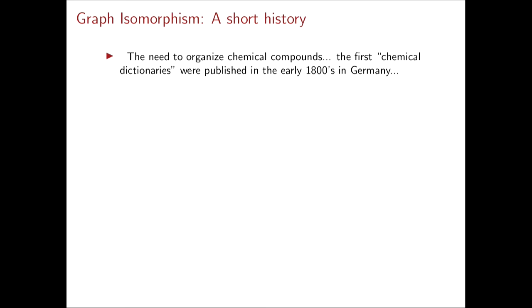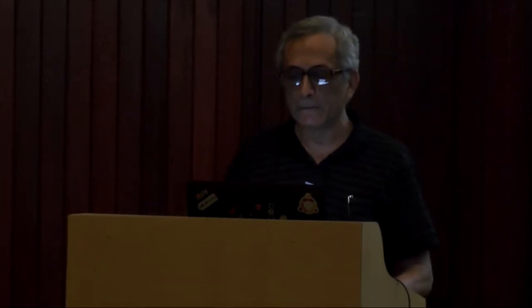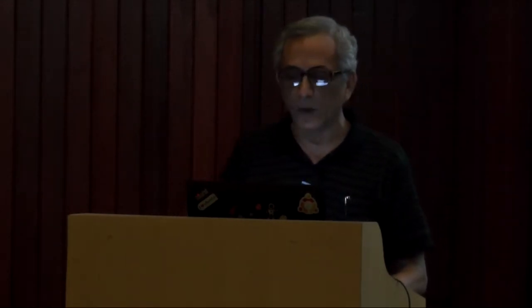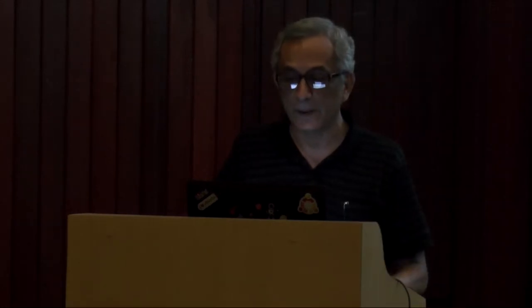And in fact, the first chemical dictionaries were published in the early 1800s in Germany, where the dictionary consists of different molecules and a brief description of each molecule, so that you can quickly look up the dictionary and see whether such a molecule that you're looking for exists, or you need to create it yourself, or whether what you've created is already discovered, and so on. So in order to do all these things, you need a dictionary.